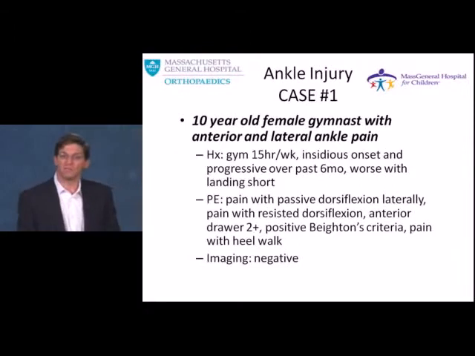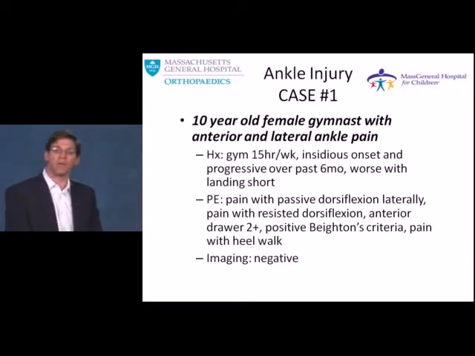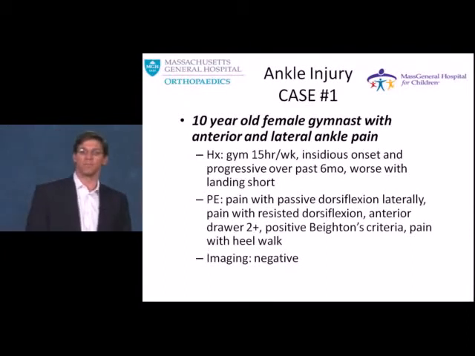On physical exam, she has pain with passive dorsiflexion laterally. She also has pain with resisted dorsiflexion. She has an anterior drawer that's 2+, with her opposite side being 1+, and she has positive Beighton's criteria.